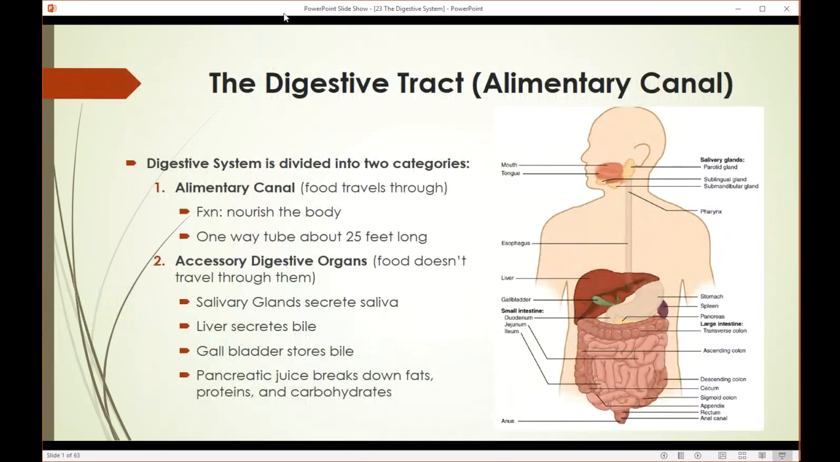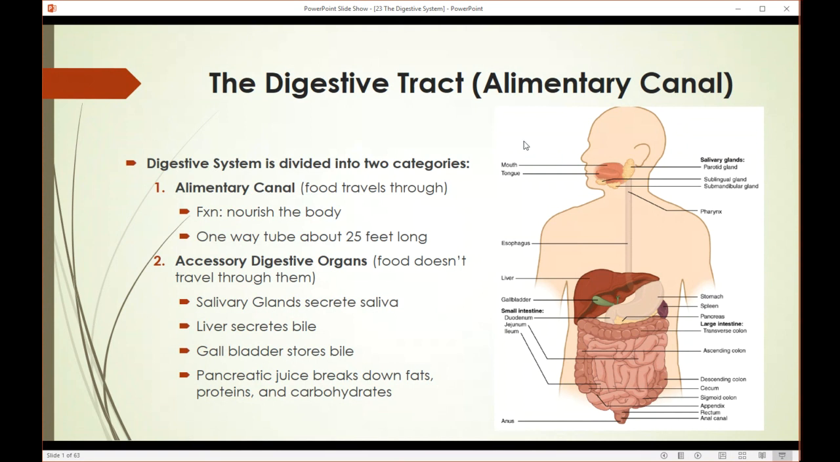So the digestive system is divided into two categories. We have the alimentary canal. The alimentary canal is actually the canal that the food is traveling through. Okay, and its job is to nourish the body. This is a one-way tube, and it's about 25 feet long. And then there's some accessory digestive organs. And these organs, the food's not going to travel through them. However, they actually are going to secrete something or store something that helps with digestion.